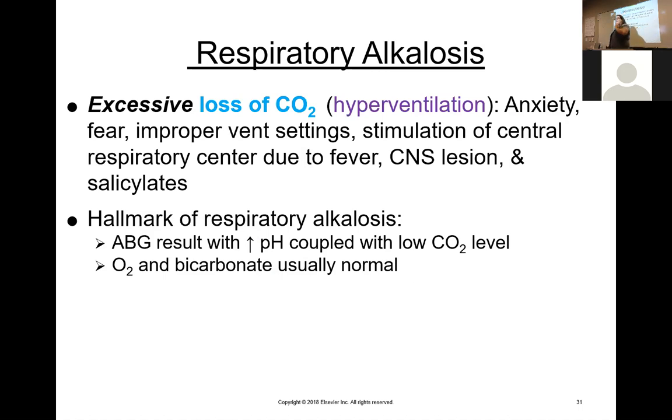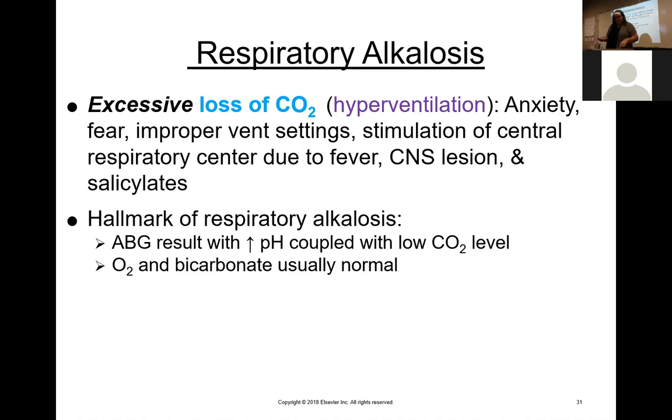So if our patient has been intubated, they're not breathing on their own. Their acid-base balance is dependent on the settings of that ventilation, which means breathing in and breathing out. If we have the settings wrong, it can throw them into an imbalance. Fever, CNS lesion, salicylates can all cause excessive loss of CO2, that hyperventilation. That's what's actually blowing off the CO2, is the hyperventilation. And hyperventilation means breathing really fast, right? In and out fast.